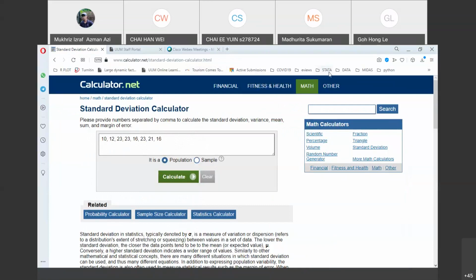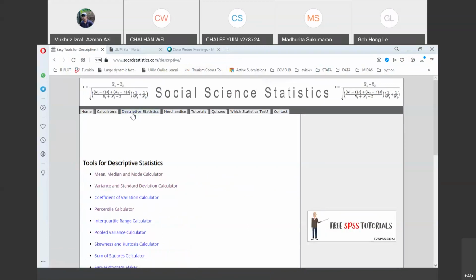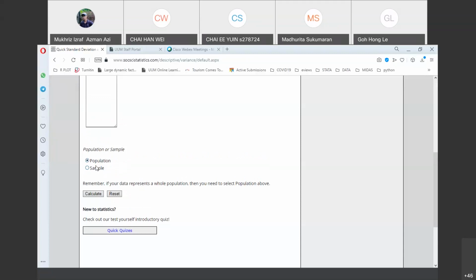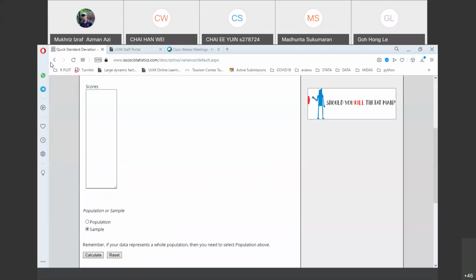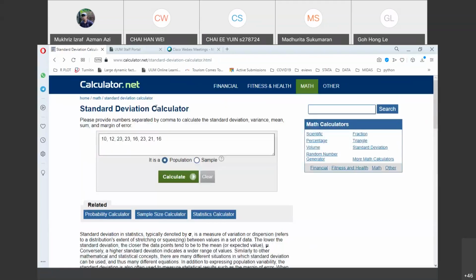But I do notice that on the social science statistics website, although you have the population and sample options, the formula for the standard deviation remains the same for population and sample. So to calculate standard deviation and variance with an online tool, you need to use the second link, calculator.net.